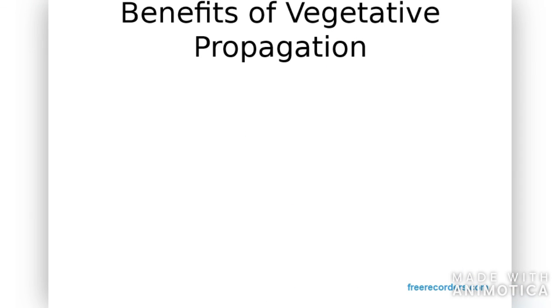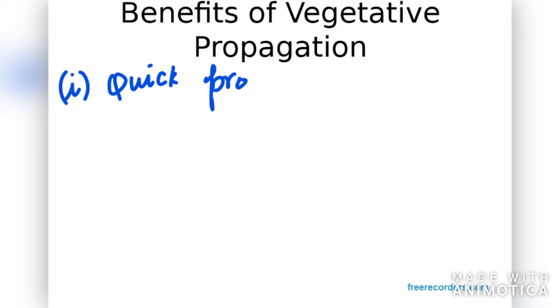Now we need to see what the benefits of vegetative propagation are. In vegetative propagation, plants can bear flowers and fruits earlier than those produced from seeds. So you can write it is a very quick process to have fruits and flowers. Second, as you know, bananas, oranges, rose and jasmine have lost the capacity to produce seeds, so they use vegetative propagation.